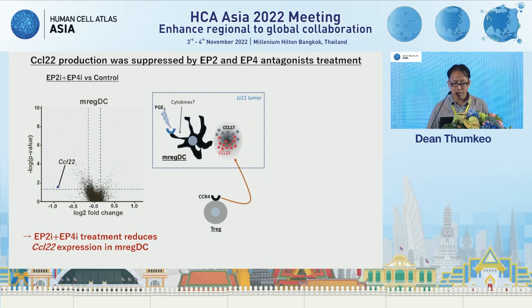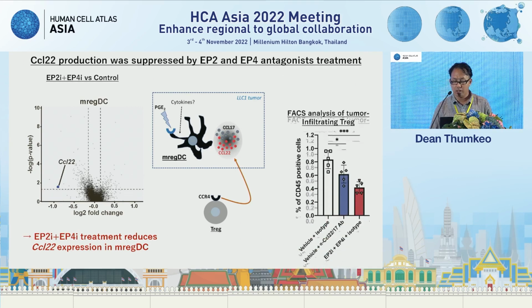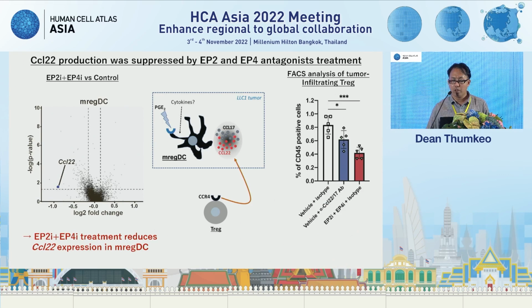Given that previous studies suggest that CCL22 and its homolog CCL17 work as chemoattractants for Treg, we speculated that it might affect Treg tumor infiltration. To test that, we conducted a FACS analysis of the tumor-infiltrating Treg cells. The red bar represents the number of tumor-infiltrating Treg cells in the EP2, EP4 antagonist-treated tumor-bearing mice. You can see, in comparison with the white bar of the control, the number is significantly suppressed in the EP2, EP4 antagonist-treated mice. So our conclusion is that EP2, EP4 antagonist treatment suppresses the tumor infiltration of Treg.